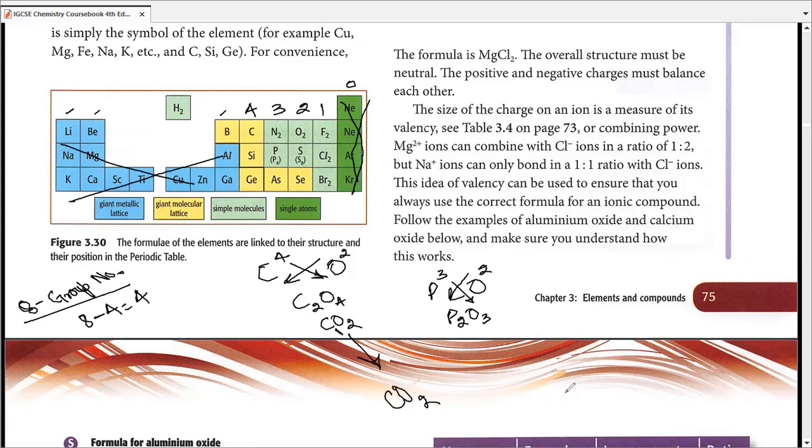Yes. Okay. Carbon can react with chlorine. The number on top of carbon would be 4 and on top of chlorine, 1. Cross multiplying, the answer would be CCl4. There you go. Now you know how to deal with covalent compounds and ionic compounds separately.